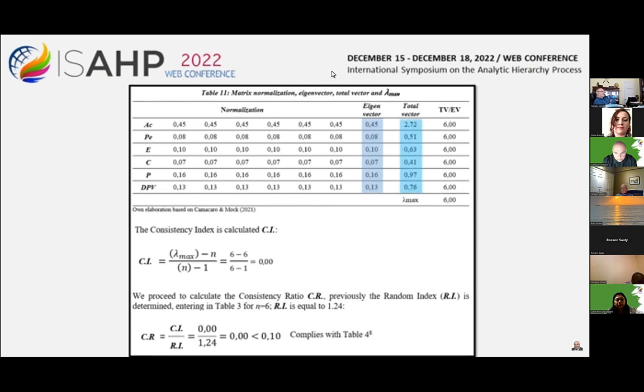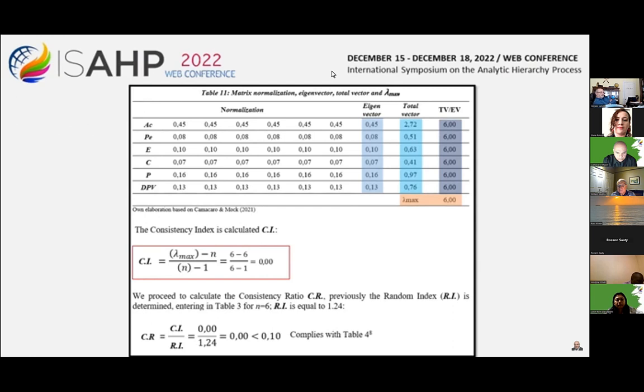The vector lambda is determined by dividing the values of the total vector by the values of the eigenvector of the criteria. Thus lambda max is calculated as the average of the values of the rows of the vector lambda. Once lambda max, 6.00, is obtained, the consistency index IC is calculated as the quotient of 6.00 minus 6 between 6 minus 1, which is equal to 0.00.